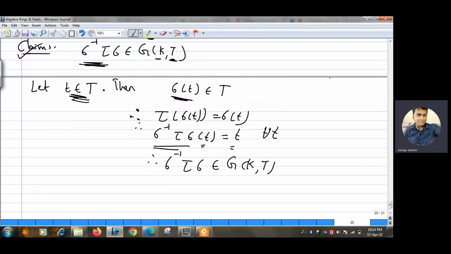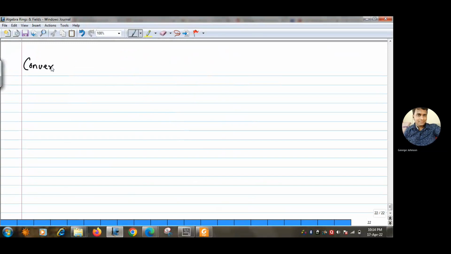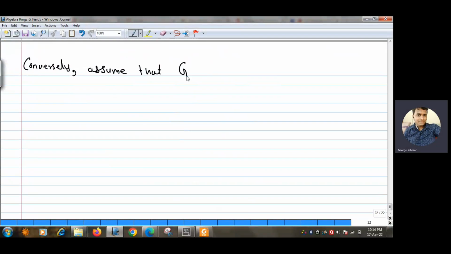Now let us go for the converse part. Conversely, assume that GKT is a normal subgroup of GKF. Then I need to prove that.